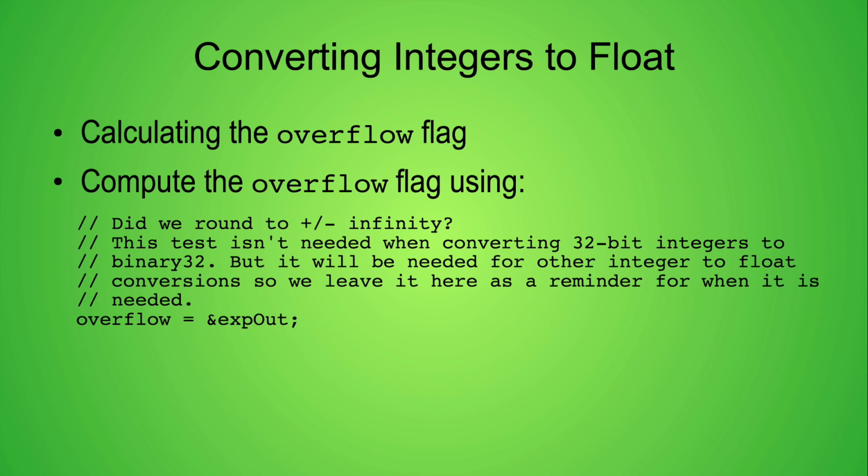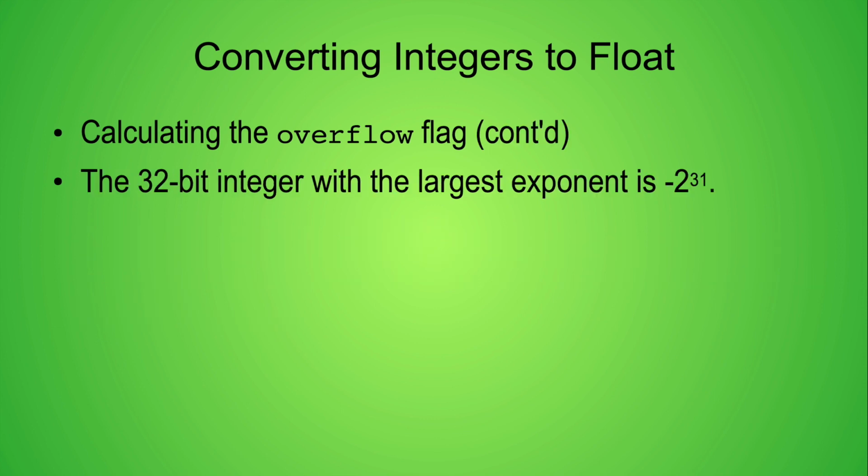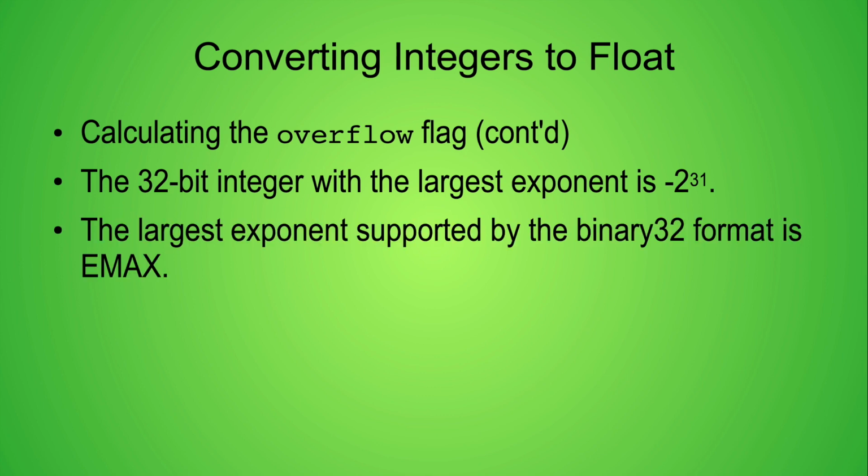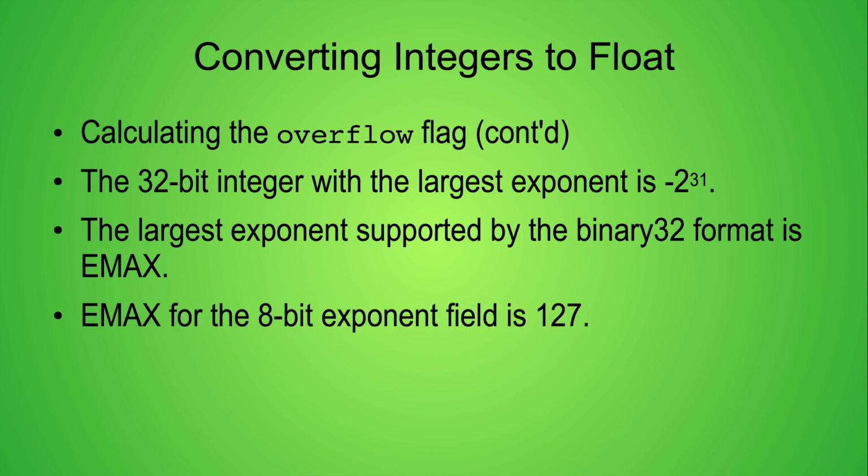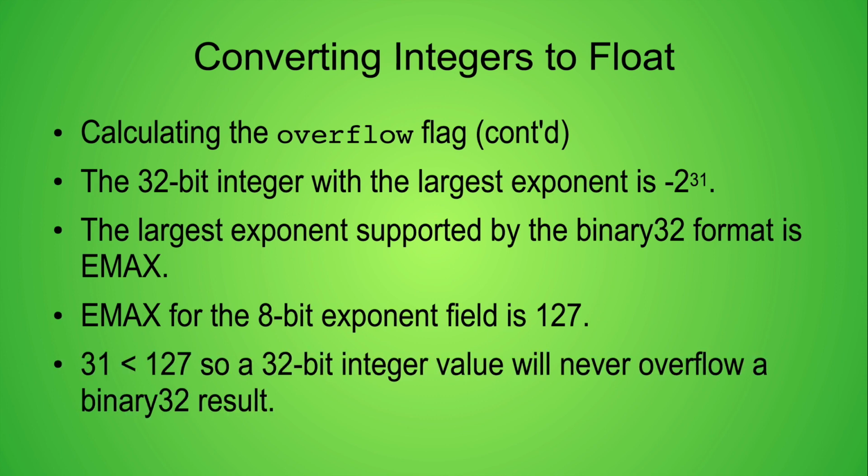When converting a 32-bit signed integer to a binary 32 value, why won't we ever have an overflow? Remember that the 32-bit signed integer with the largest magnitude is -2 to the 31st power. For the binary 32 format, the largest finite exponent value is Emax, and Emax for an 8-bit exponent field is 127. 2 to the 31st power is smaller than 2 to the 127th power. So for this pair of input-output formats, we will never have an overflow.